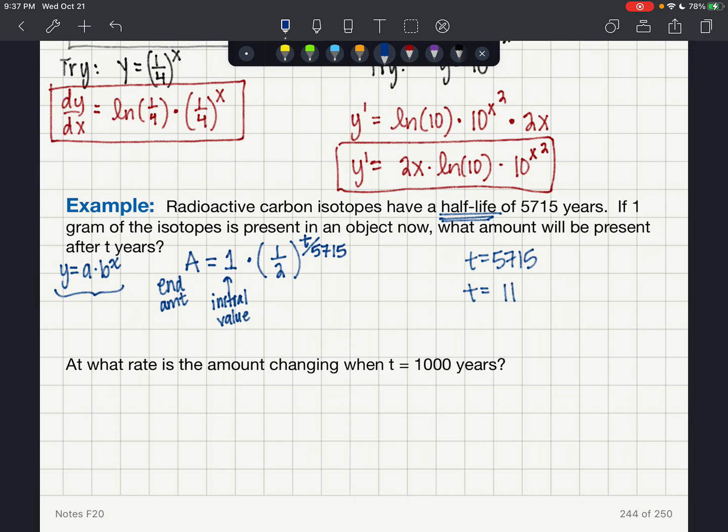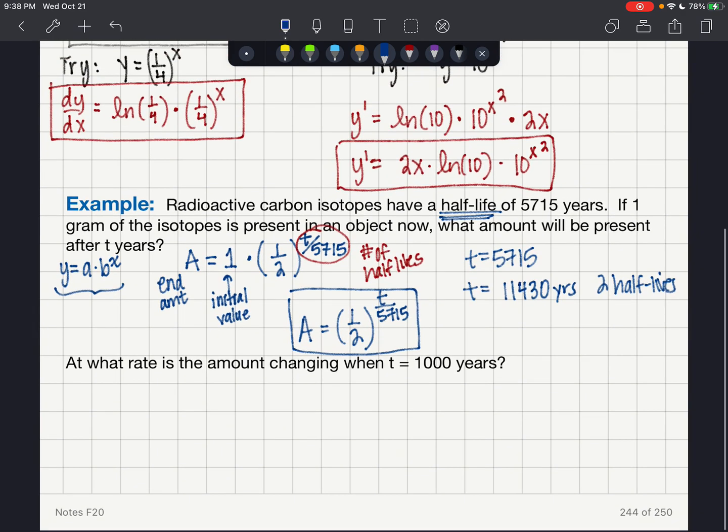If we have 11,430 years, that means that's 2 half-lives. So it just tells you the exponent is the number of half-lives. And in order to do that, you have to divide your total number of years by 5,715. So that's how much will be present after t years: 1/2 raised to the t over 5,715.